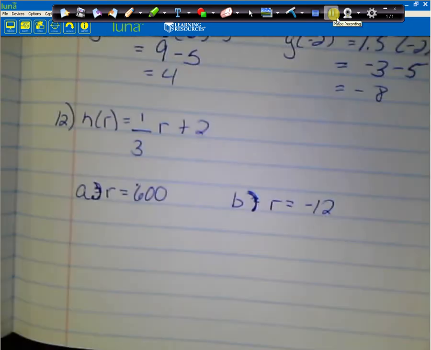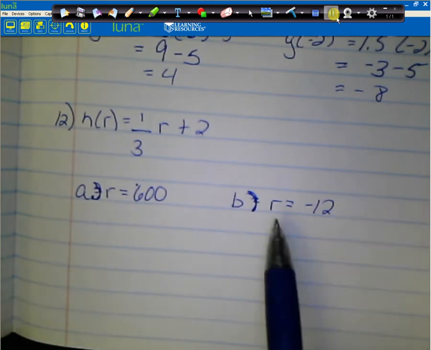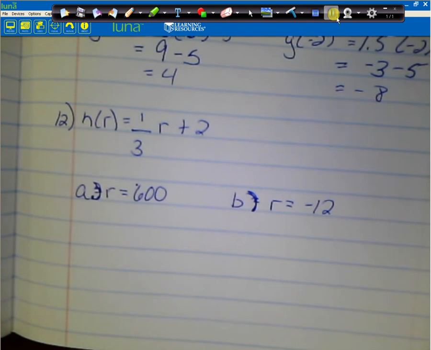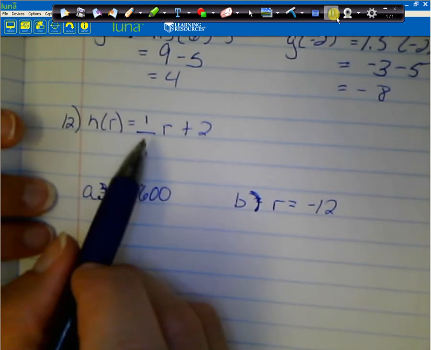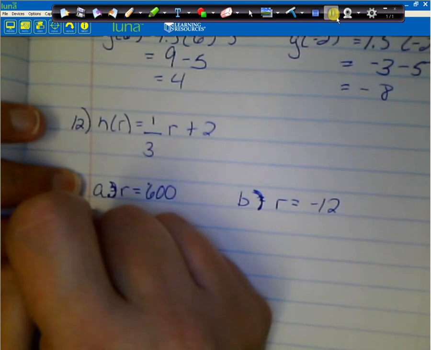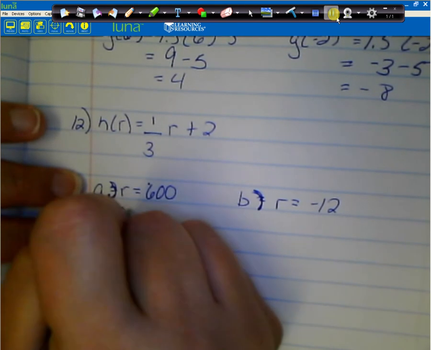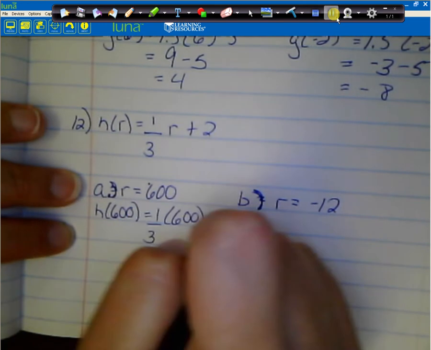Alright, go ahead and write down number 12. h of r equals 1/3 r plus 2. And part A wants us to evaluate r at 600, and part B wants us to evaluate r at negative 12. Alright, so again, I'm going to take my function, h of r, and instead of r, I'm going to plug in 600. So we're going to say h of 600 is equal to 1/3 times 600 plus 2.